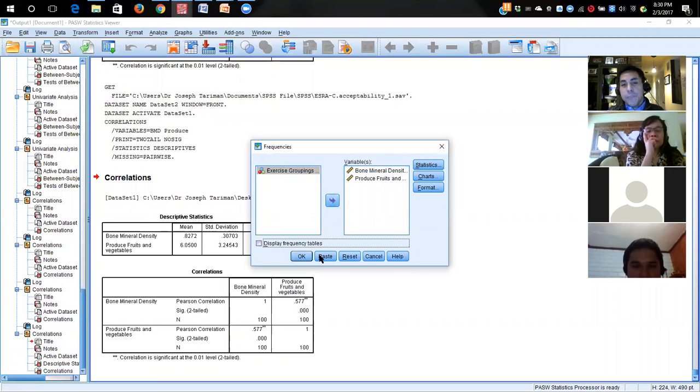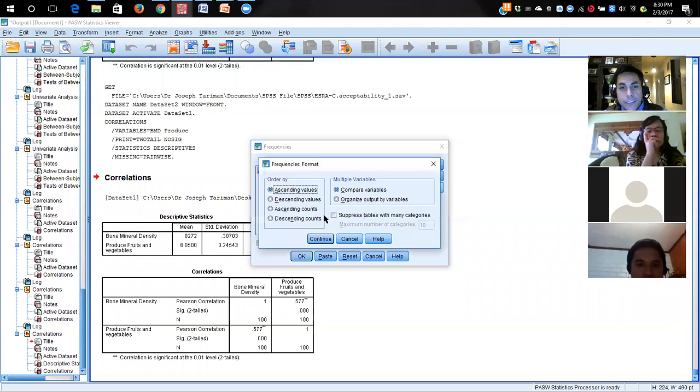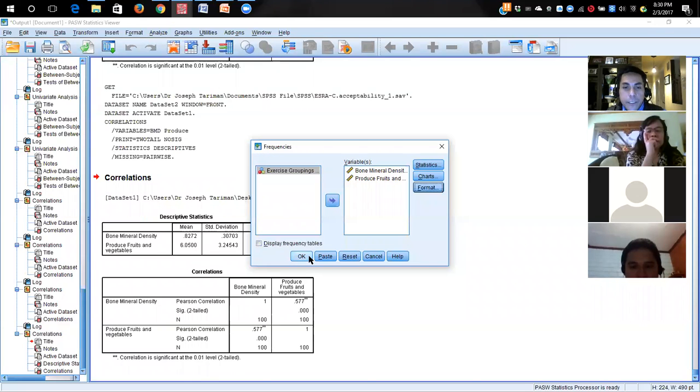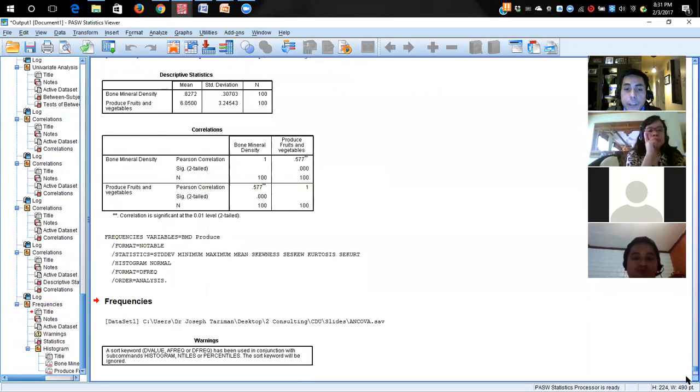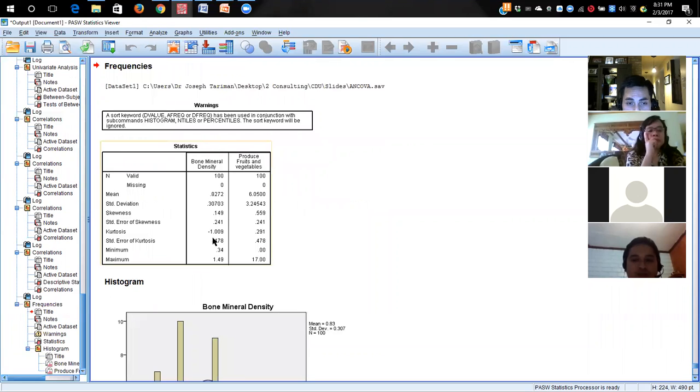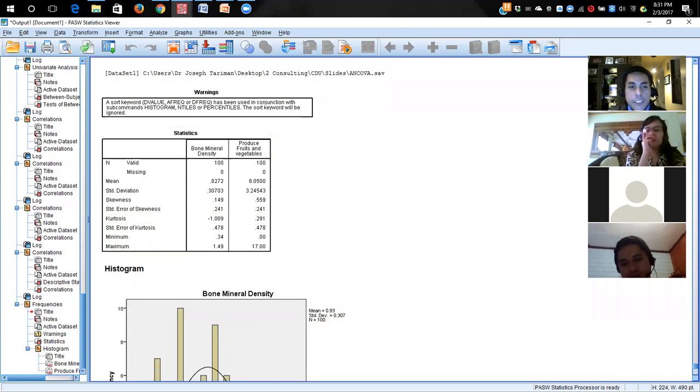We don't have to display the frequency table because I hate to look at that. And then we can always use the descending to ascending. We press OK. So right here, we know that the skewness of bone mineral density is 0.149. That's okay. It's good. The skewness for fruits is 0.5. As I've said, minus 0.5 to plus 0.5, because our normal skewness is 0, we can tolerate that as normally distributed.